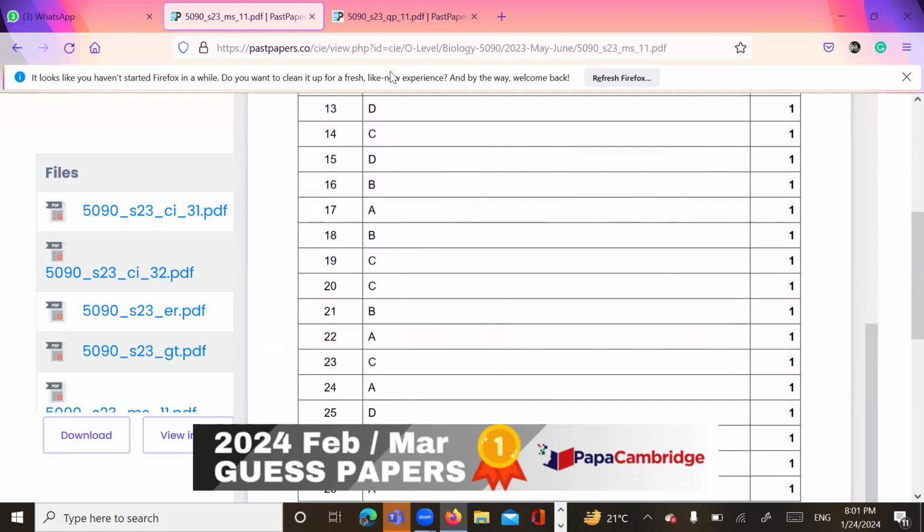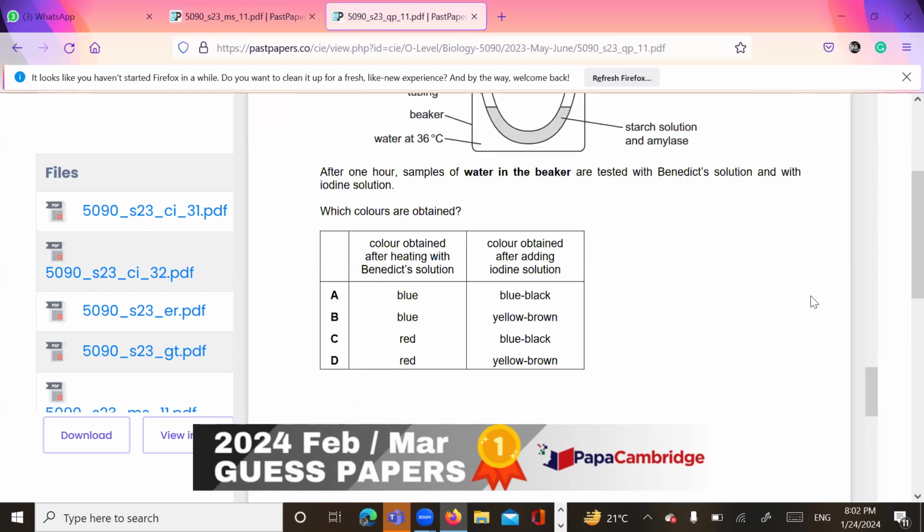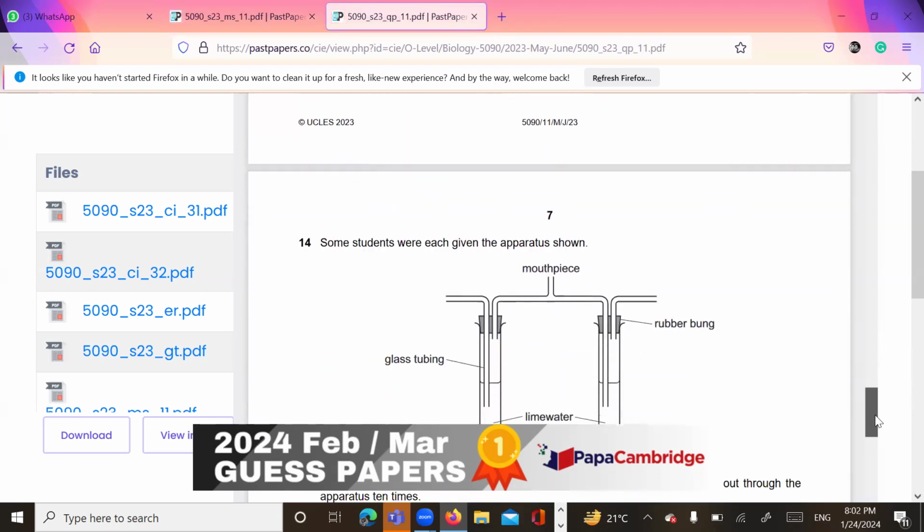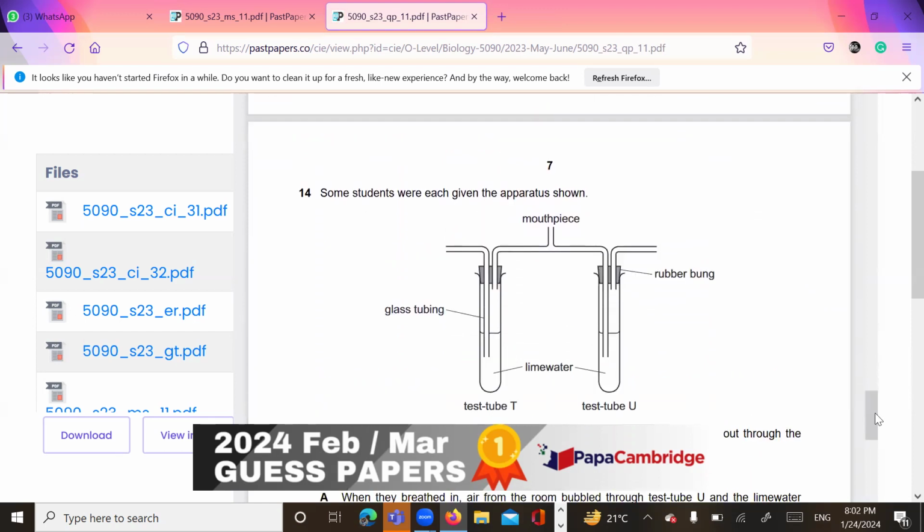Just a second. Now moving towards some students. Some students were each given the apparatus shown. So this was the setup. Just a second, my laptop got stuck. Oops.